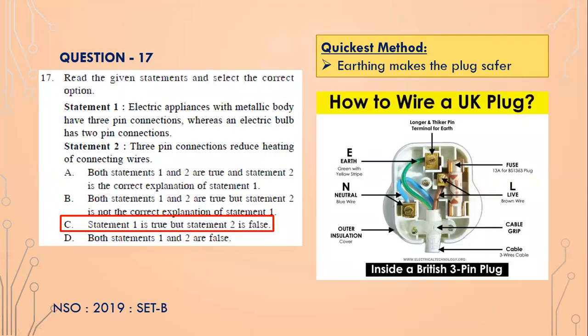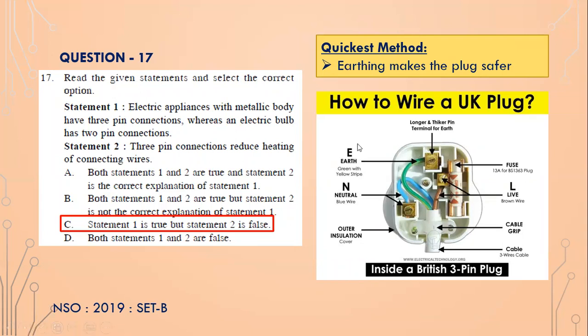Read the given statements and select the correct option. Electric appliances with a metallic body have 3-pin connections, whereas an electric bulb has 2-pin connections, which is true. You must have seen that. 3-pin connections reduce heating in connecting wires, which is actually false. The first is true. Electric appliances you must have seen at your place, refrigerators, ovens, or microwaves, they have got 3-pin connections, isn't it?